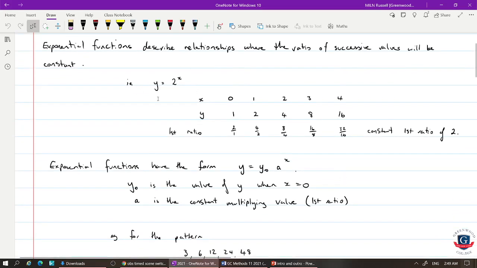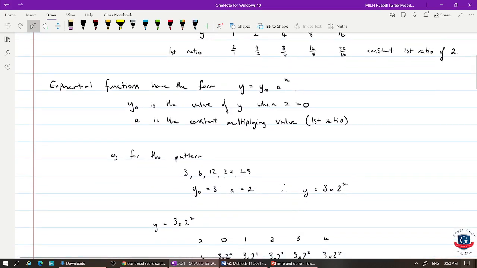An exponential function has the form y equals some initial value times a to the power of x, where a is the constant ratio, y0 is the initial value at x equals 0. That's what this little 0 down here indicates. And x is your x value.